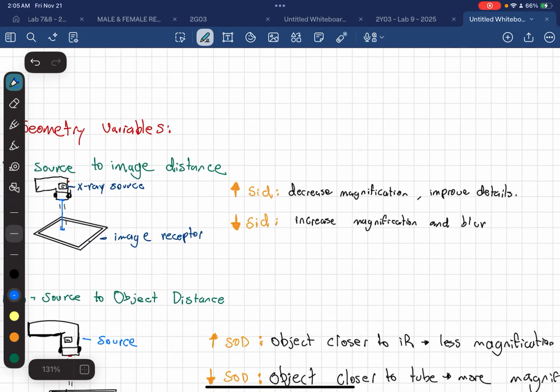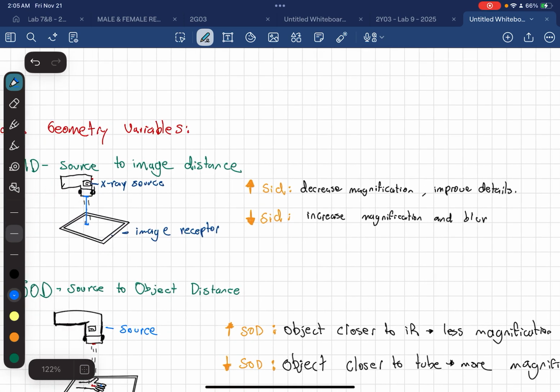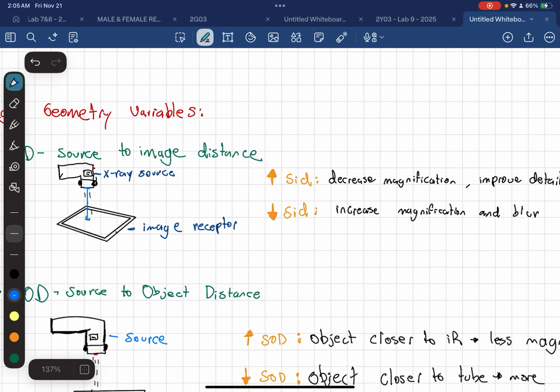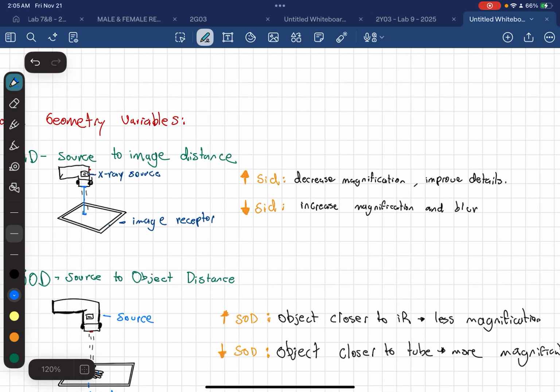And if we have an increased SID, that's gonna decrease magnification and it's gonna improve detail. And if we have a low SID, that's gonna increase magnification and blur. So decreased SID is gonna be this tube being closer to the detector, and an increased SID is gonna be the tube far from the detector.